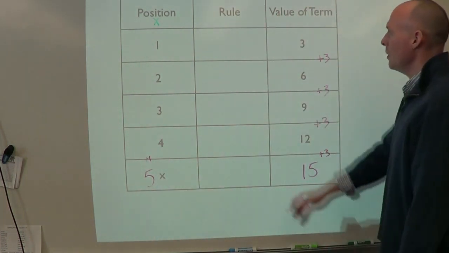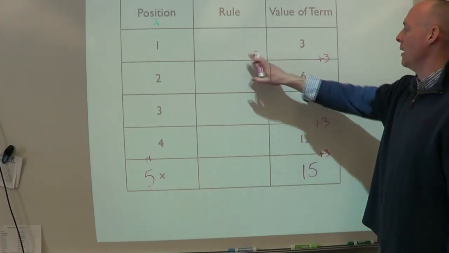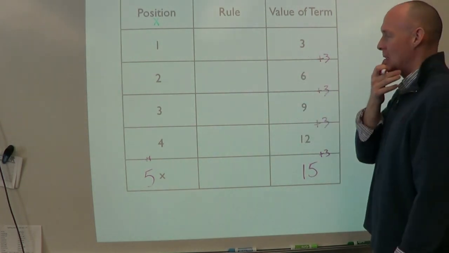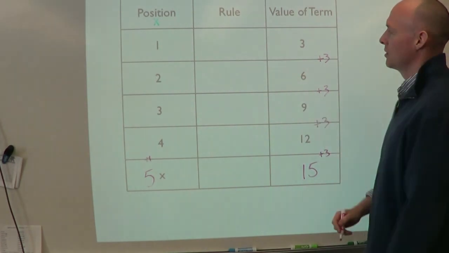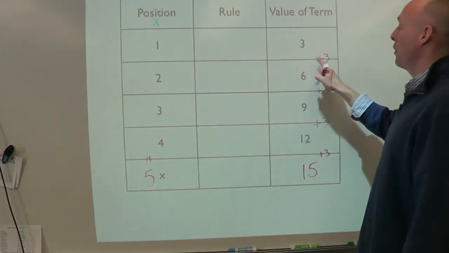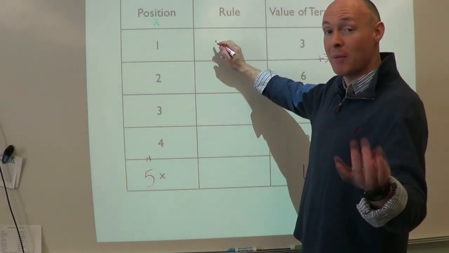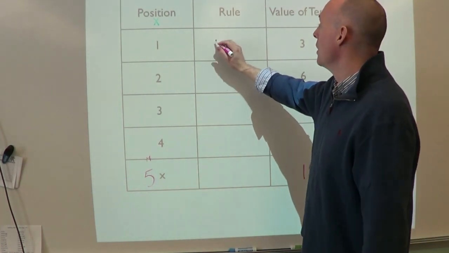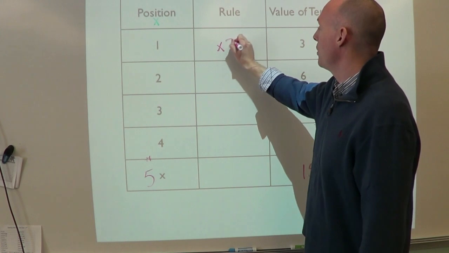Excellent. So what is my rule? How do I get from 1 to 3 and 2 to 6? Well, because we're going a position of 1 to 3, I'm thinking the rule is probably going to be times 3. So it'll be times 3.